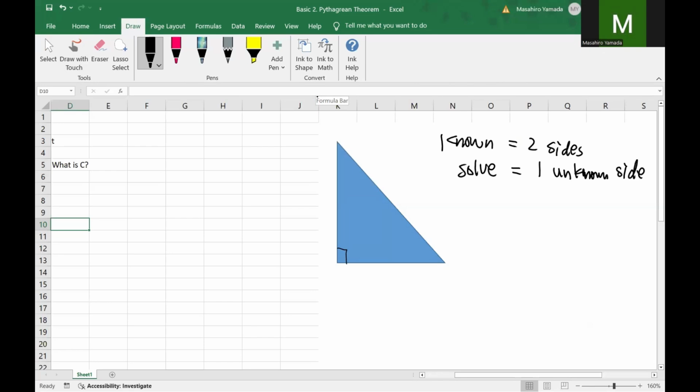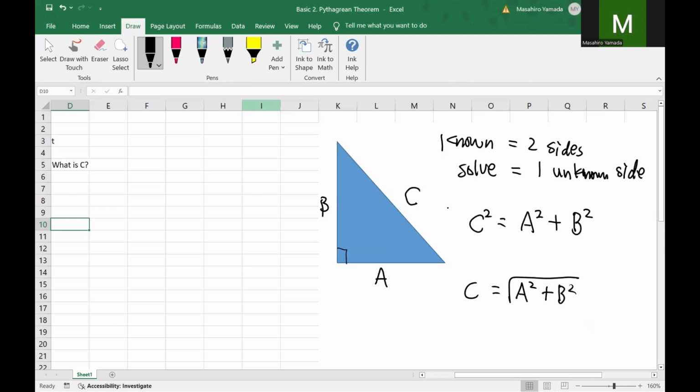When you encounter this situation, you can simply use what's called the Pythagorean theorem. According to the Pythagorean theorem, the relationship between the three sides is c squared is the sum of a squared and b squared. So using this mathematical formula, you can obtain the unknown side from two known sides.